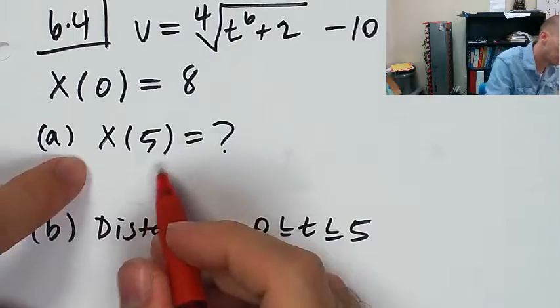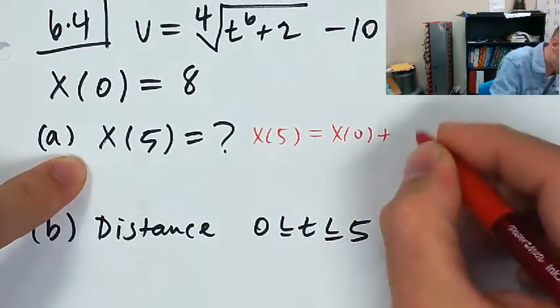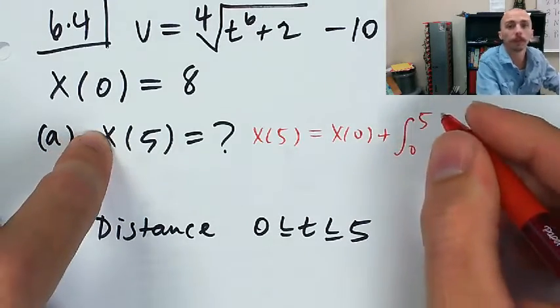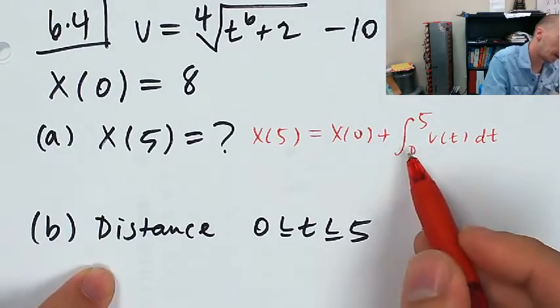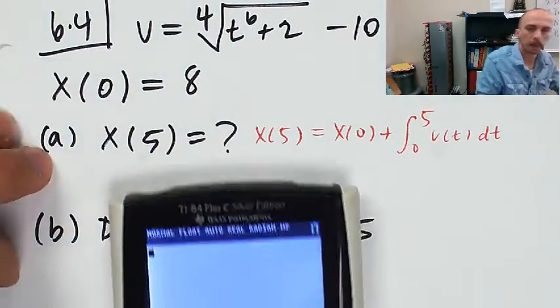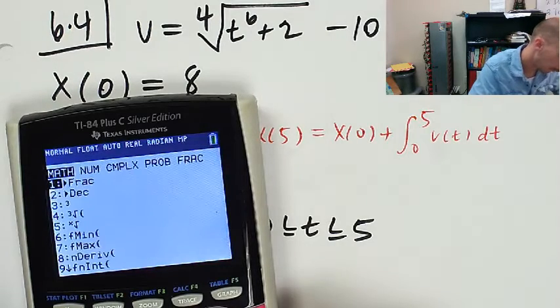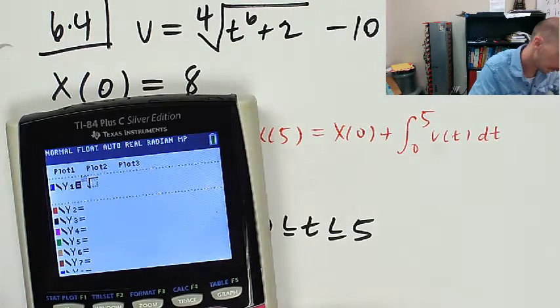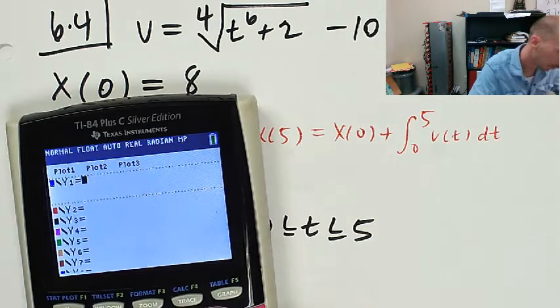Okay, so for x of 5, we know that x of 5 equals x of 0 plus the integral from 0 to 5 of the derivative of x's velocity. Just write v of t. It's kind of a lot to type. And then that's something I can use a calculator for. But I know since I'm going to need to use this function twice, I don't want to have to type it twice. So I'm going to type in the fourth root, which we can do like that. Put the fourth root in. But maybe you don't have that option on your calculator. And if that's the case, what you're going to do is you're going to use parentheses, t to the 6 plus 2 to the 1/4 power, and then subtract 10.